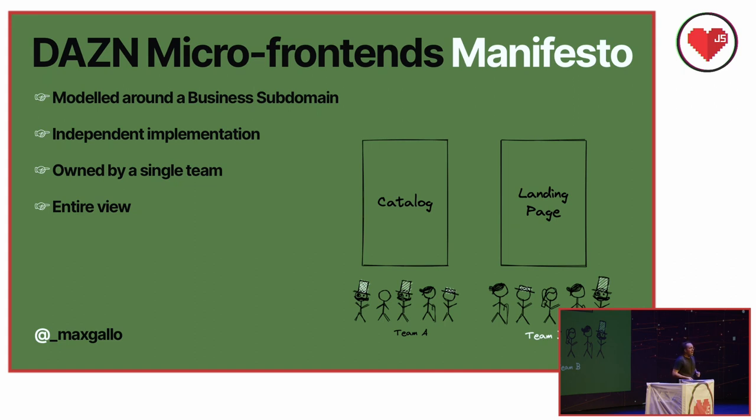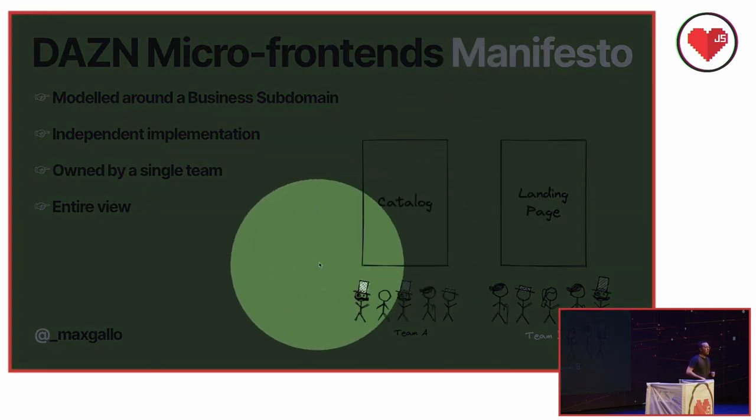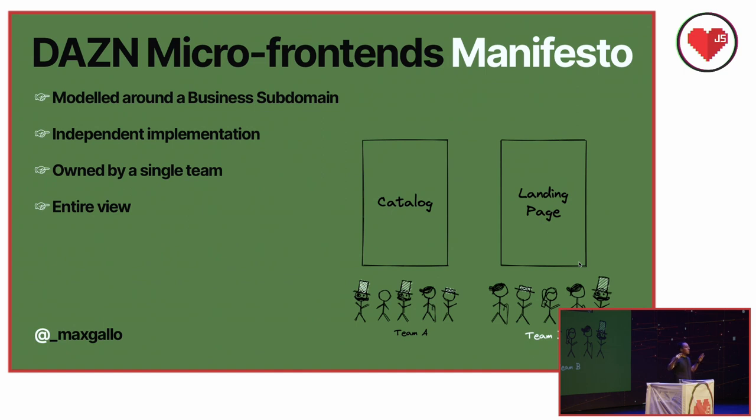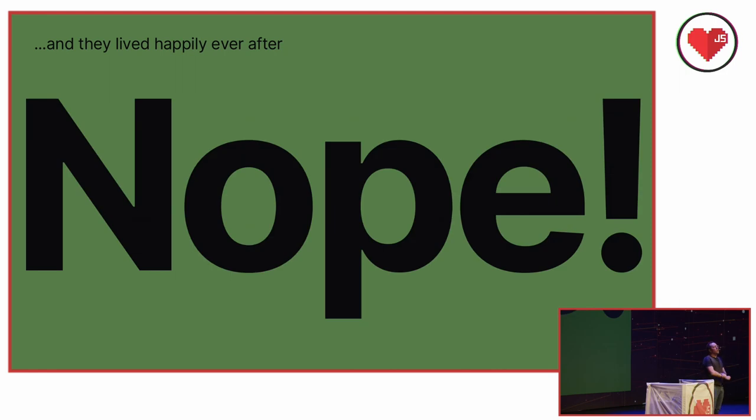In this example, I've got the catalog micro frontend owned by our lovely team A, and the landing page micro frontend owned by team B. The entire view was owned by one team. That was great. They lived happily ever after. Nope. Why not? I really wanted to put this slide on this screen.